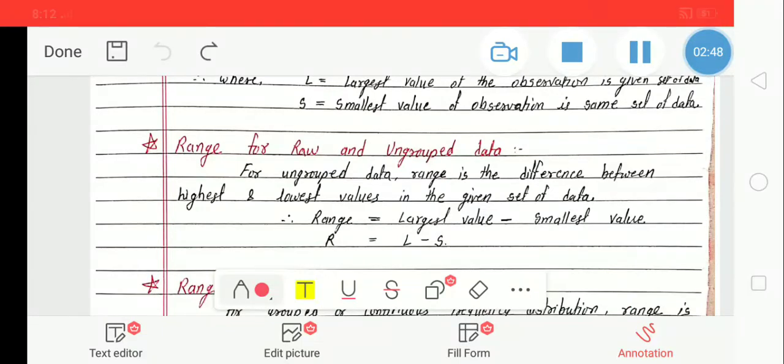Now second is the range of raw and ungrouped data. Here we are finding the range for raw and ungrouped data. For ungrouped data, range is the difference between the highest and lowest value in the given set of data. Here also it is the same: the difference between the highest and lowest value in the given set of data.